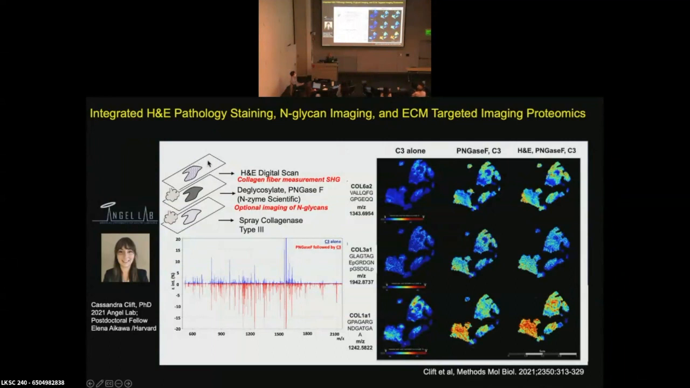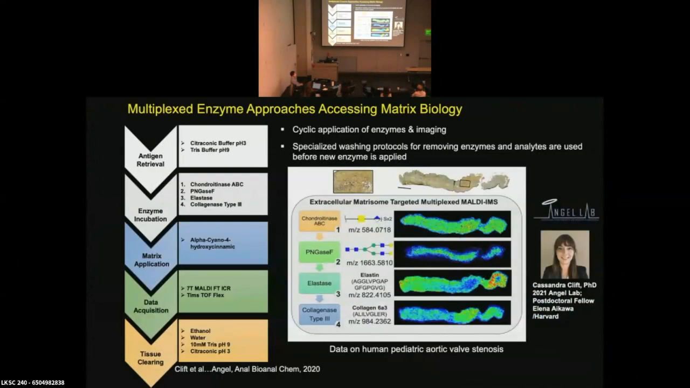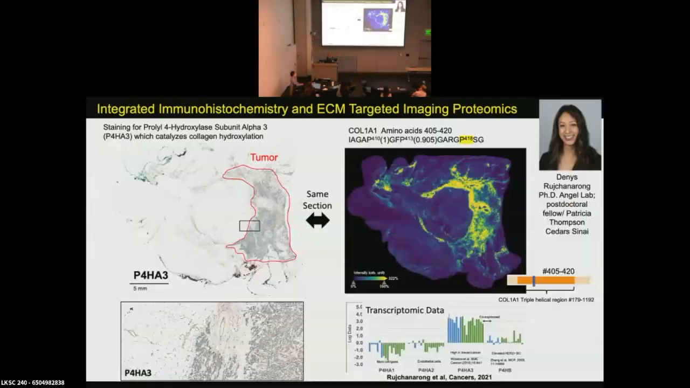Importantly, since we're doing the H&E first, we can do second harmonic generation and then remove the cover slip and do deglycosylation. So in this case, we did multiple enzymes. We did cyclic application of enzymes followed by imaging. And so we did this over 7 different enzymes. And here we are targeting components of the extracellular matrix that included chondroitins, N-linked glycans, elastins, collagenase. We did trypsin as well, not reported in that particular article.